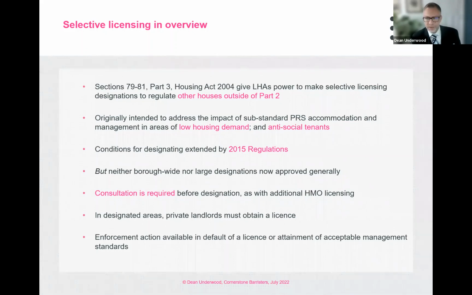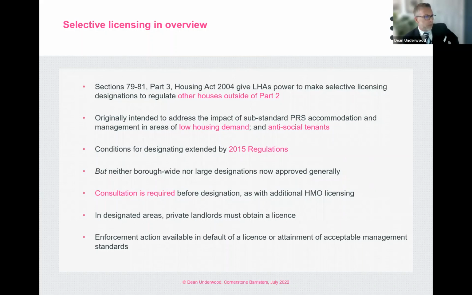The position in Wales, as I indicated at the start, is different because, like additional licensing designations, all selective licensing designations made by LHAs in Wales have general approval under the 2007 general approval issued by the Welsh Assembly. Again, consultation is required before any designation is made, as with additional HMO licensing. And again, of course, if a house, once a designation is made, falls within the designation area and is not otherwise exempt, then the person managing or having control of it must obtain a license. And if they don't, or if they breach license conditions, the local housing authority can enforce the licensing provisions of the 2004 Act by way of enforcement action.